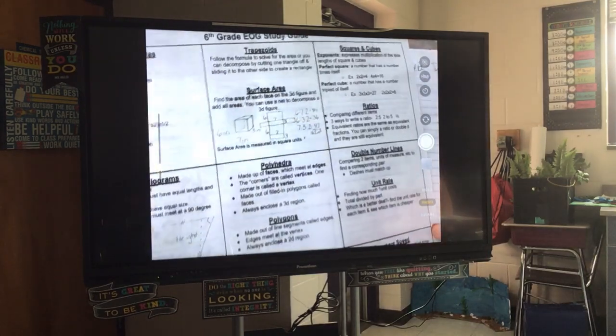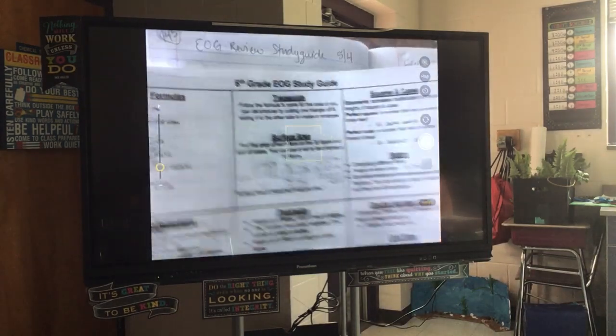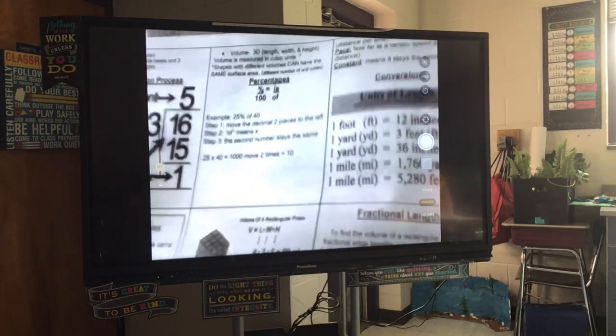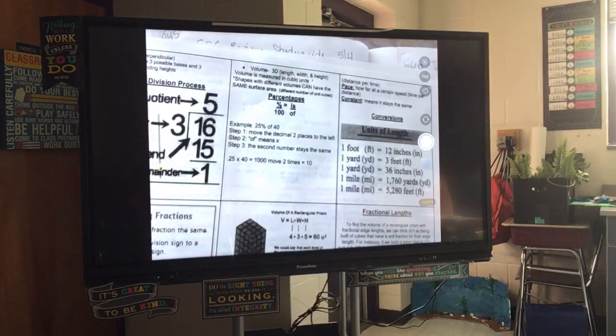If you just look through this 5 minutes, 10 minutes a night for the next 17 days, you will be surprised how much you actually retain. I'm not asking for hours at a time, I'm asking for 5 or 10 minutes.